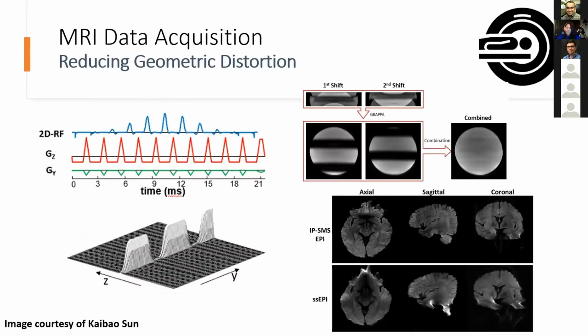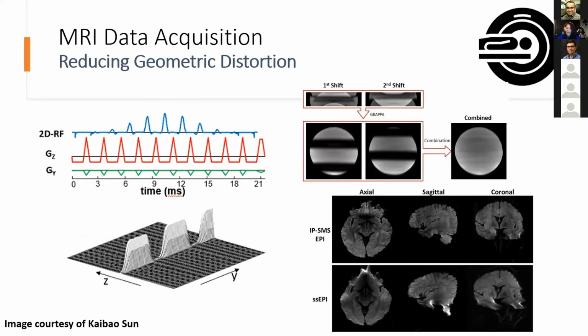The main goal of developing advanced techniques for MRI data acquisition is to improve the image quality in MRI. Today, I'm going to show a few examples of our studies in this area. One of the aspects of improved image quality is to reduce geometric distortion, which is inherent in many conventional MR data acquisition techniques.